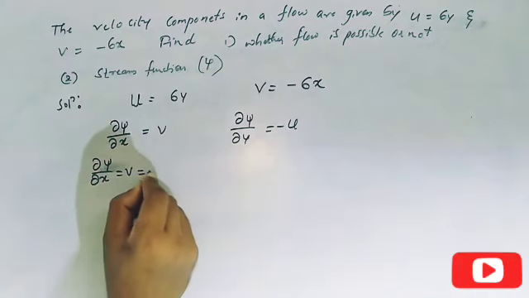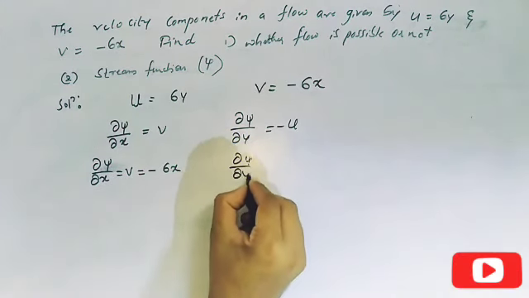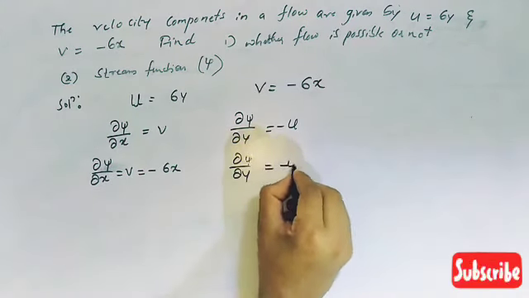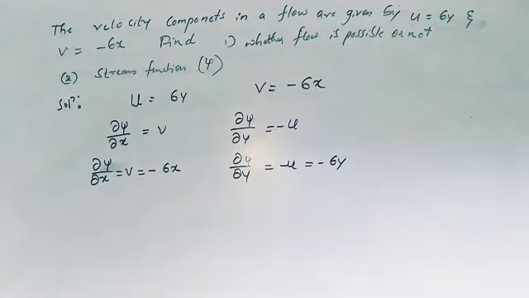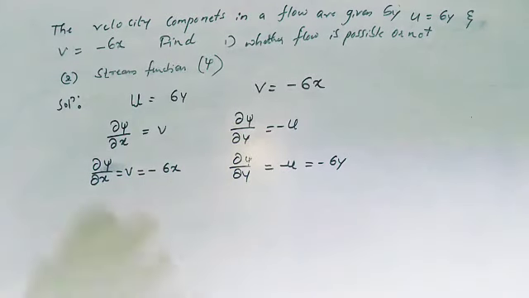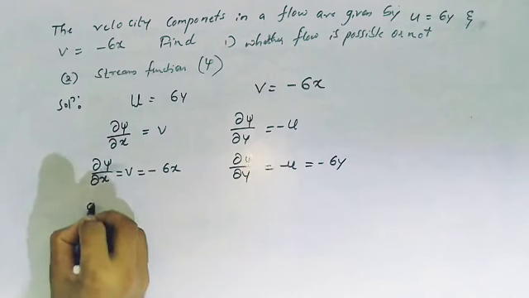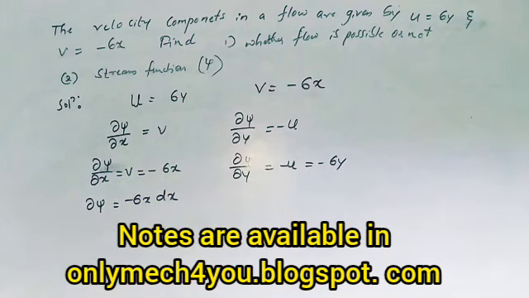The v value is minus 6x. Next, dou psi by dou y is equal to minus u, and the u value is 6y, so it will be minus 6y. Now we have got dou psi by dou x and dou psi by dou y from the definition of the stream function. Now let us take the first term. Dou psi equals minus 6x into dx.